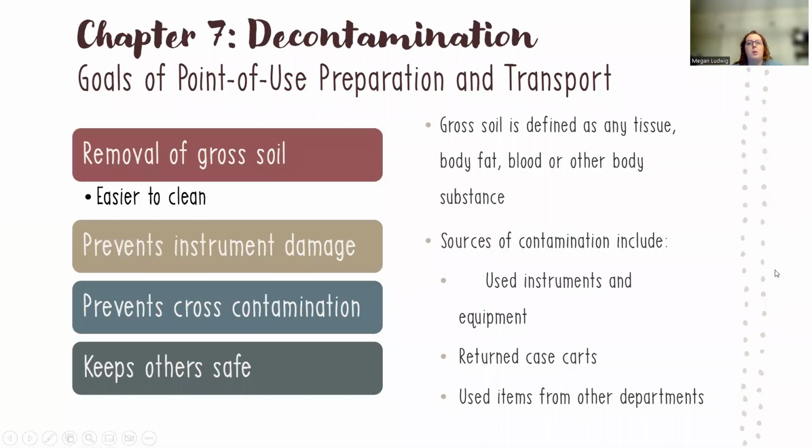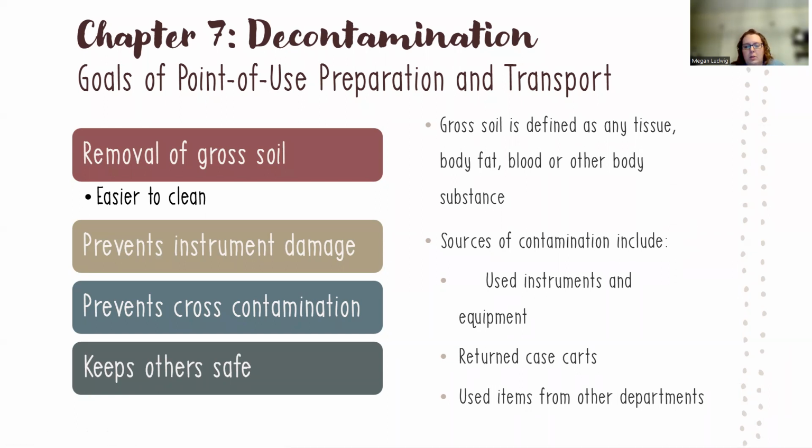So what is point of use, preparation, and transfer? What are the goals here? What are we trying to accomplish? First, you're going to remove the gross soil. Usually that's the things that you can see. It's contaminated with patient's tissue, body fat, blood, other substances that you may or may not recognize. Either way, it's contaminated. If you can remove that gross soil first, it's then going to be a lot easier to clean.